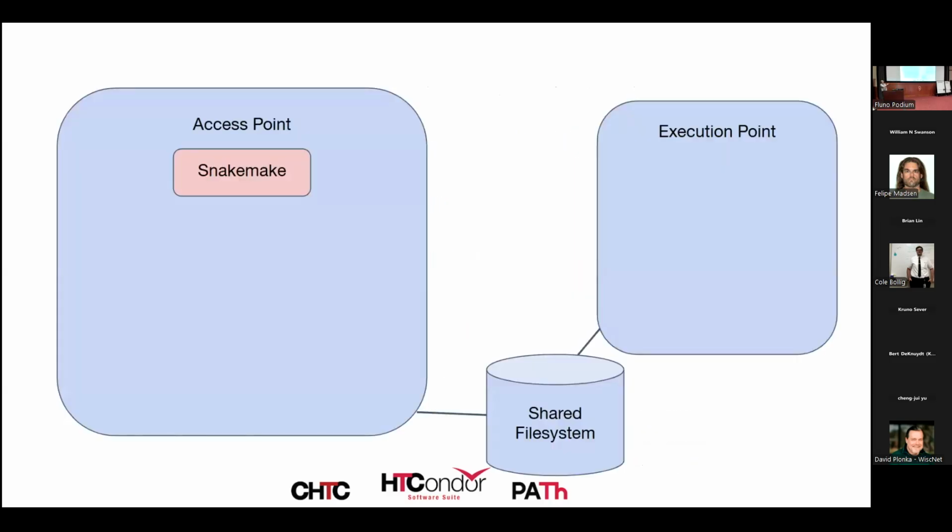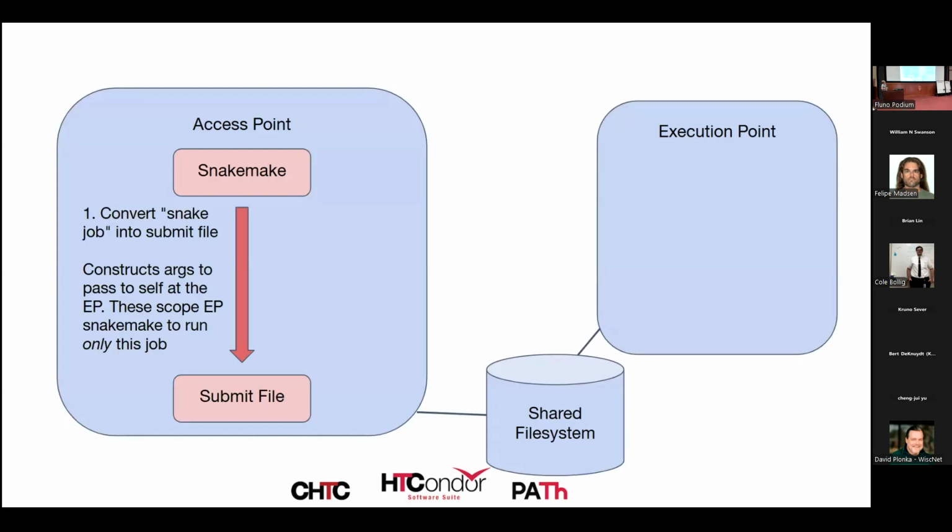Snakemake is run at the access point. You run Snakemake, you provide it the Snakefile, maybe a configuration file, these other things. It takes its notion of a job and it converts that into a submit file. An important thing to know here is that Snakemake is going to set itself as the executable. So Snakemake gets run both at the access point and it'll eventually get run at the execution point. The way Snakemake does this is by creating a set of job arguments that it passes to itself at the execution point that scale back the total workflow that we might have, all these different rules that need to be run, and it scales it back to run just one unit of work. What are the flags and the arguments I need to do just this one step in the overall process?